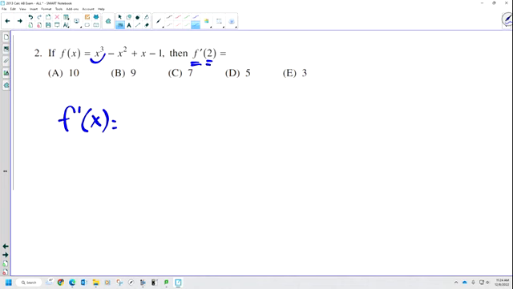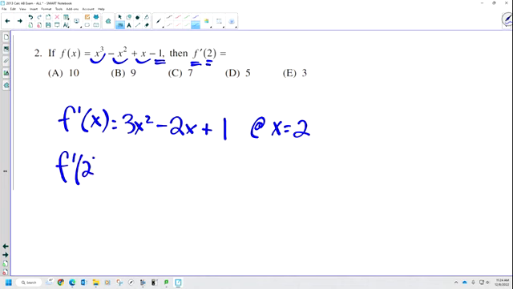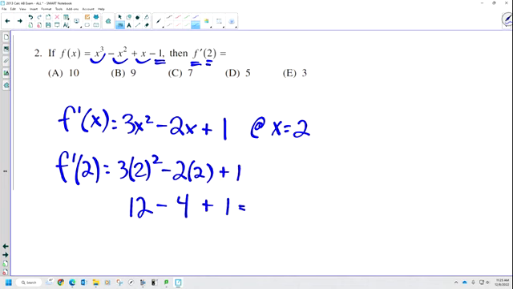The derivative of x cubed is 3x squared, minus the derivative of x squared, which is 2x, plus the derivative of x, which is 1, and the derivative of a constant is 0, so that's going to go bye-bye. I want this at an x value of 2. So let's find f prime of 2. 3 times 2 squared. Well, 2 squared is 4, times 3 gives us 12. Minus 2 times 2, well, that's 4, plus my 1. So it's 8 plus 1, 9.